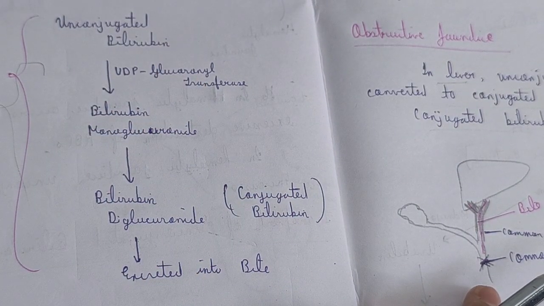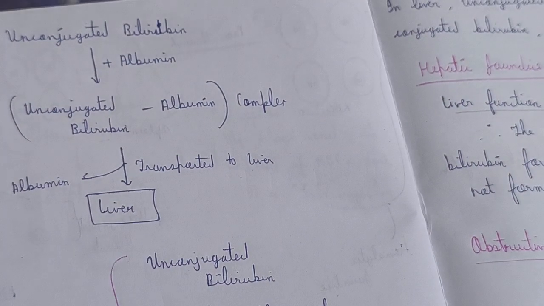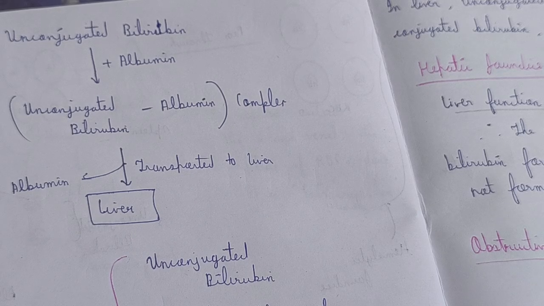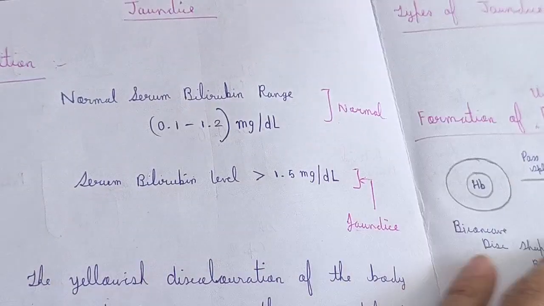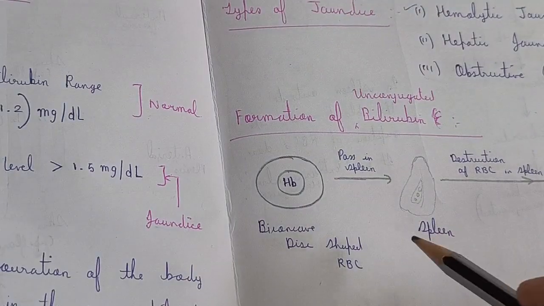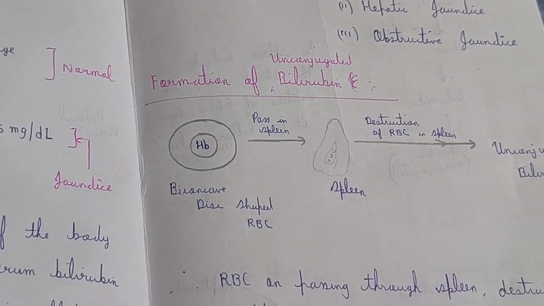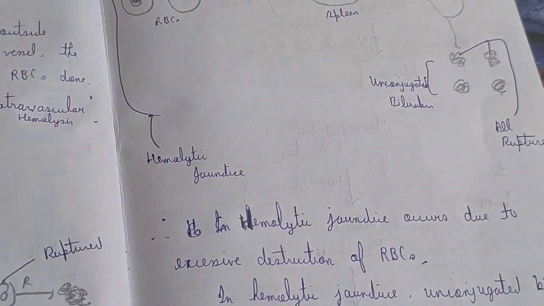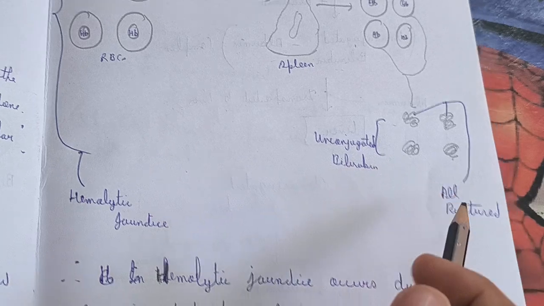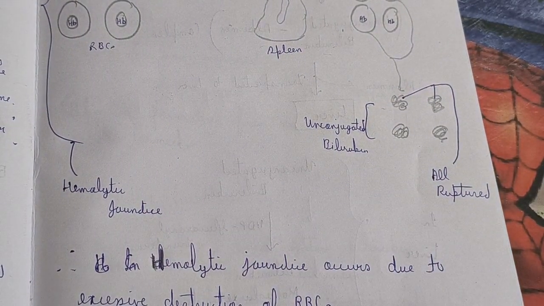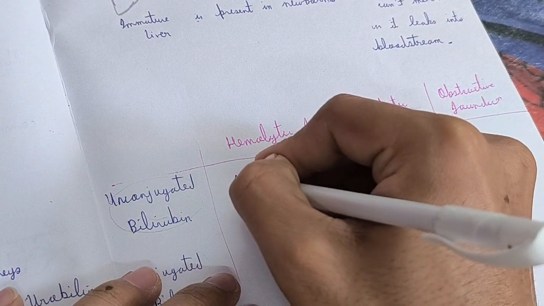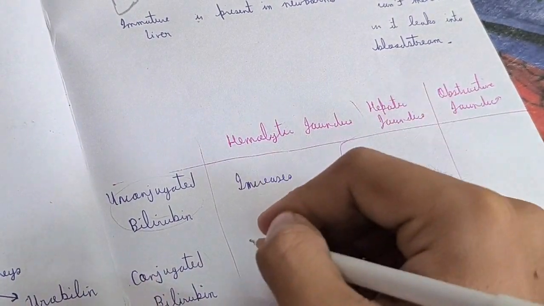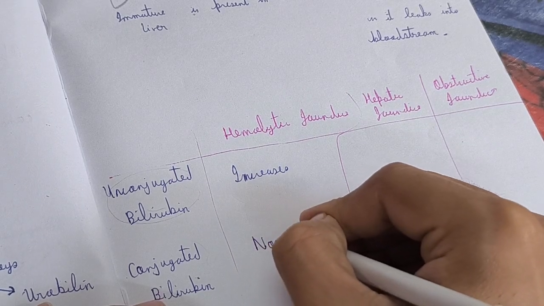will be normal. But do you think the unconjugated bilirubin will be normal? It is no. Why? Because unconjugated bilirubin forms due to destruction of RBC. So if excessive destruction of RBC occurs, then there is more unconjugated bilirubin. Therefore, in hemolytic jaundice, the unconjugated bilirubin level increases, but the conjugated bilirubin level remains normal.